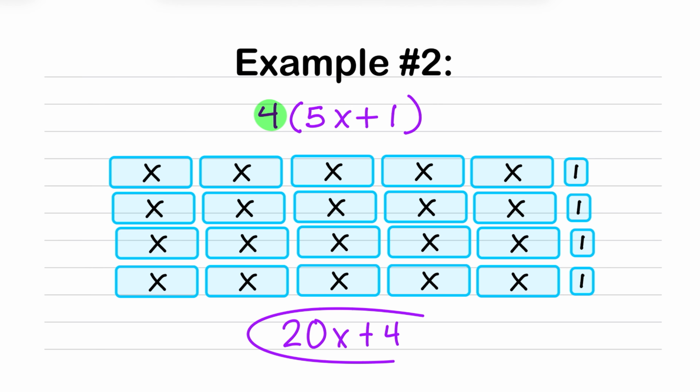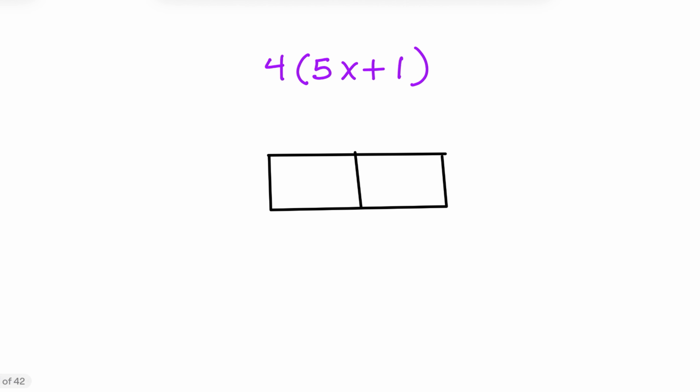We're going to use the same problem and the array method. Put the 4 that's in front of the parentheses in front of the array, and each of the terms above the array. Now multiply, we get 20x. Multiply again. That gives us 4. Our answer is inside the array, 20x plus 4.